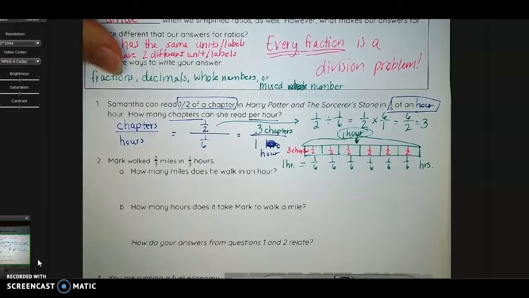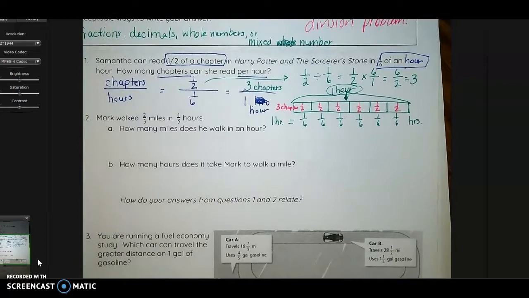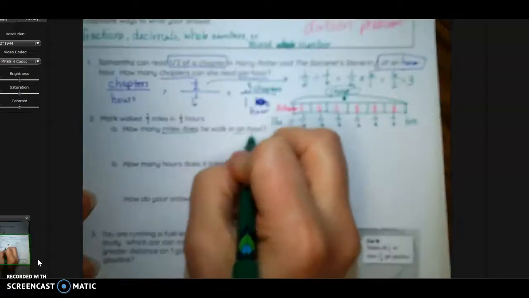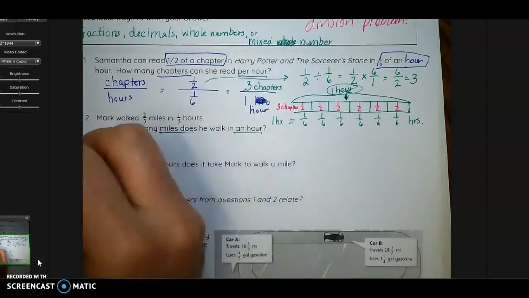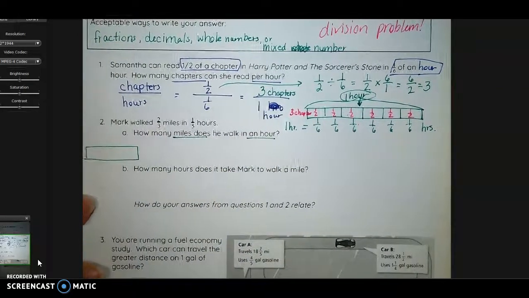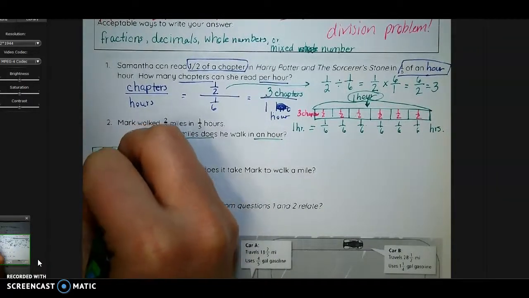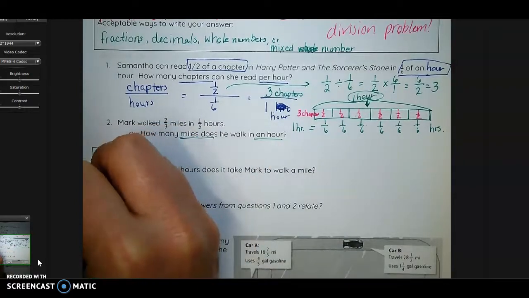Our next one says Mark walked 2/3 miles in 1/5 hours. How many miles can he walk in an hour? So I'm doing miles per hour. An hour means per. I could do my drawing again if I like. Helps if I have it in screen there. I'm going to cut it up into 1, 2, 3, 4, 5 pieces. So each one of these is a fifth.